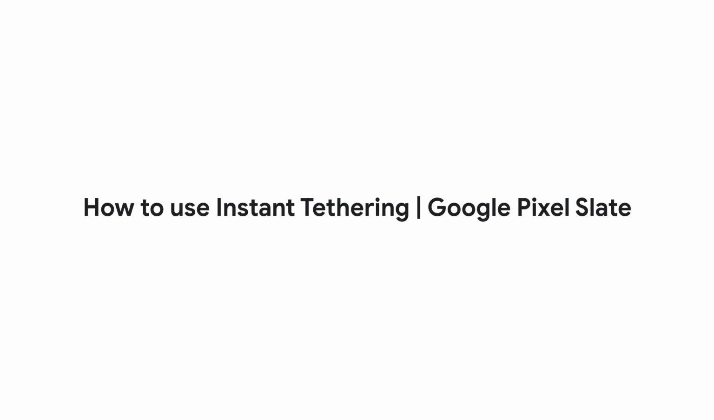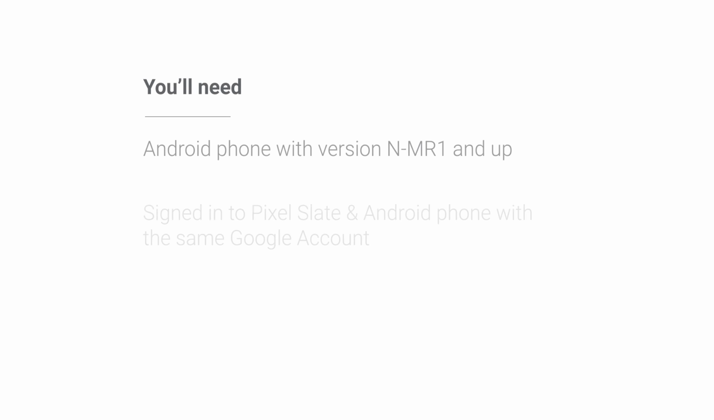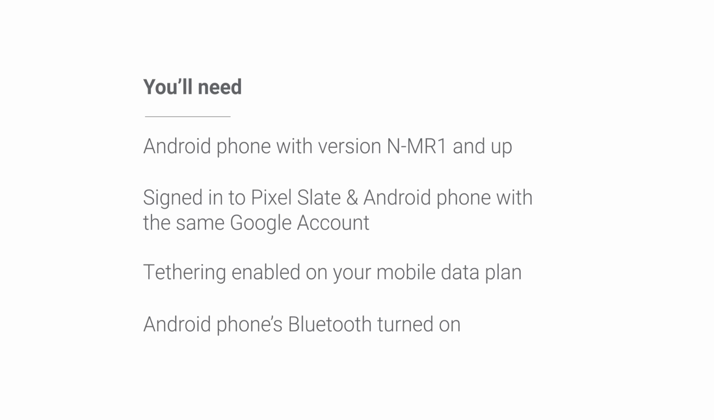When you don't have a Wi-Fi connection, you can use Instant Tethering to have your Android phone's mobile data automatically connect your Pixel Slate to the internet. To use Instant Tethering, first make sure your devices meet these requirements.